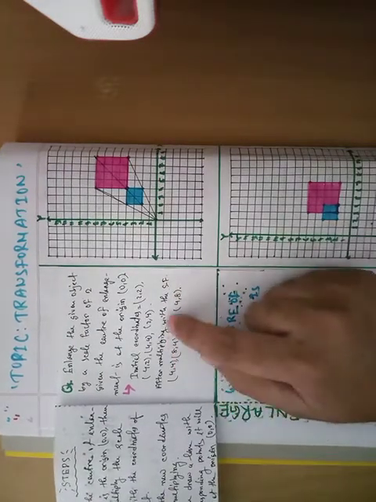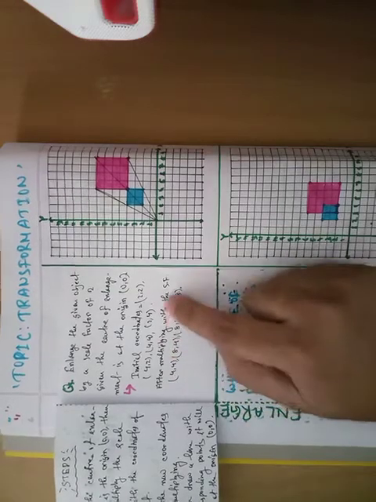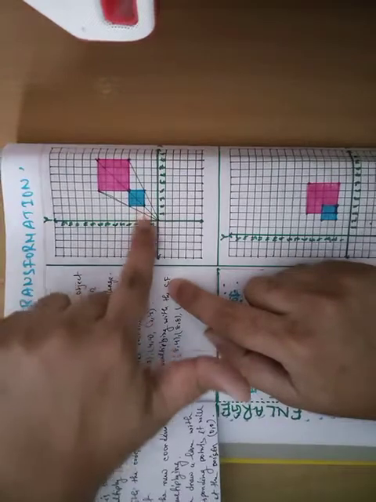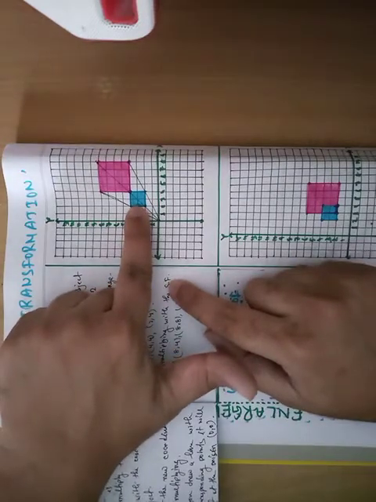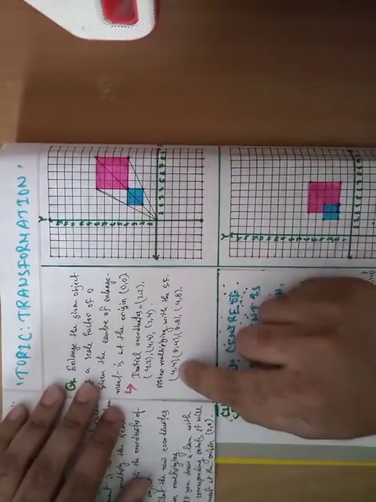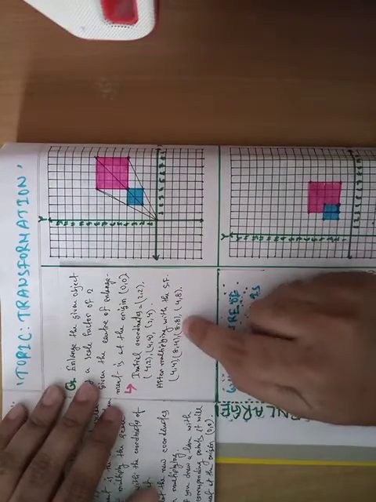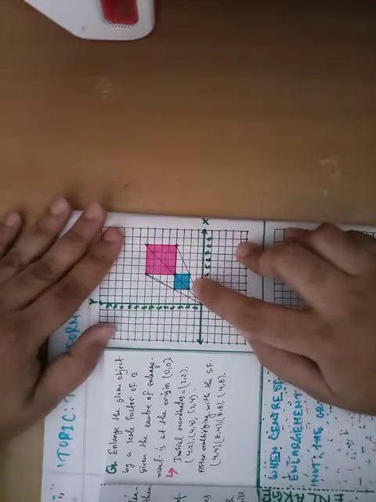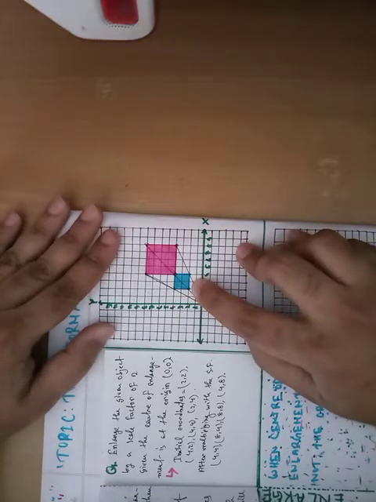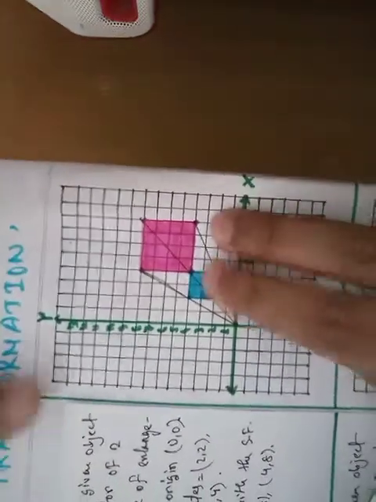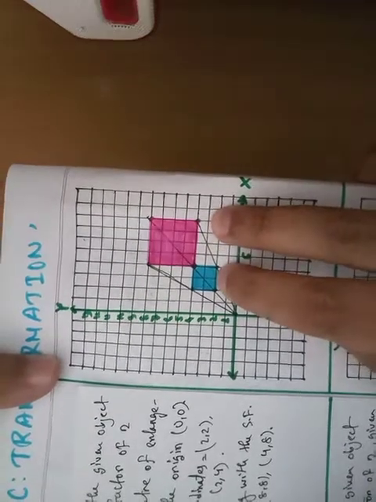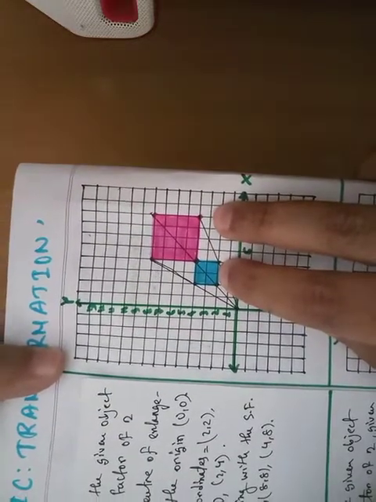So after multiplying with the scale factor, which is 2, with the coordinates of the object here, this blue box here is the square, the object. After multiplying, it is (4, 4), (8, 4), (8, 8) and (4, 8). Now this will be given to you. This blue box is the object here, and the pink box is actually the enlarged form of this blue square here.